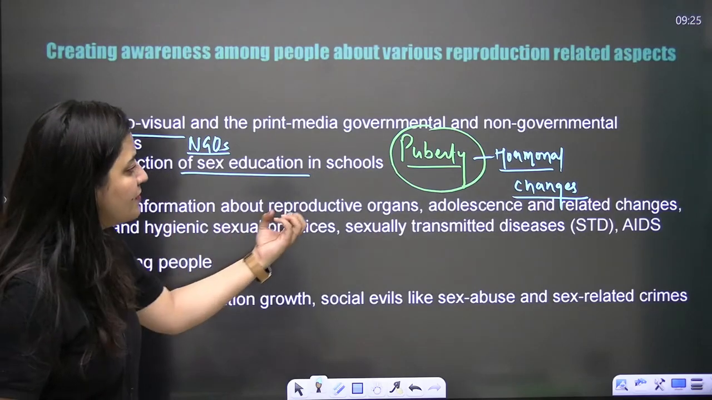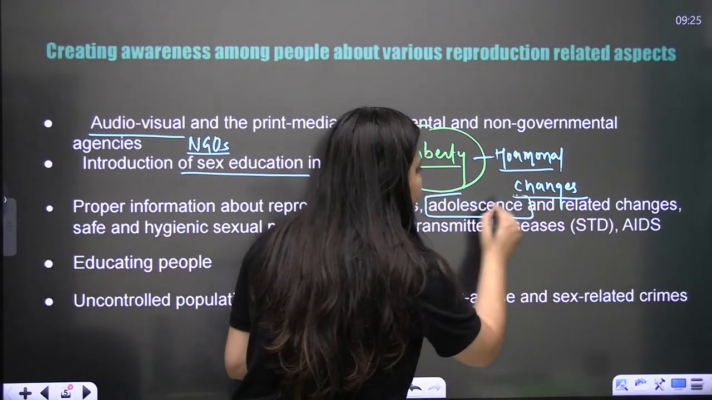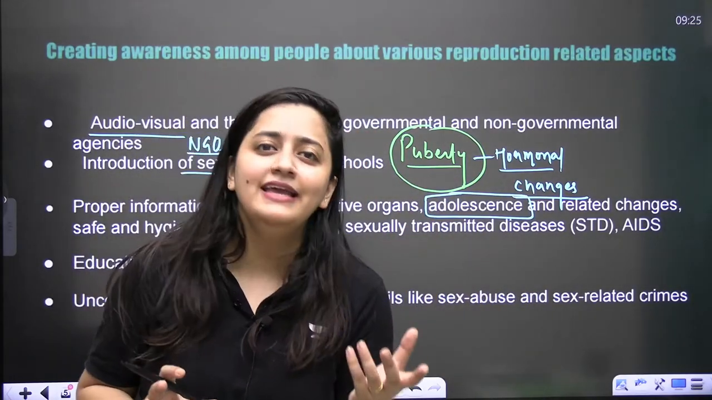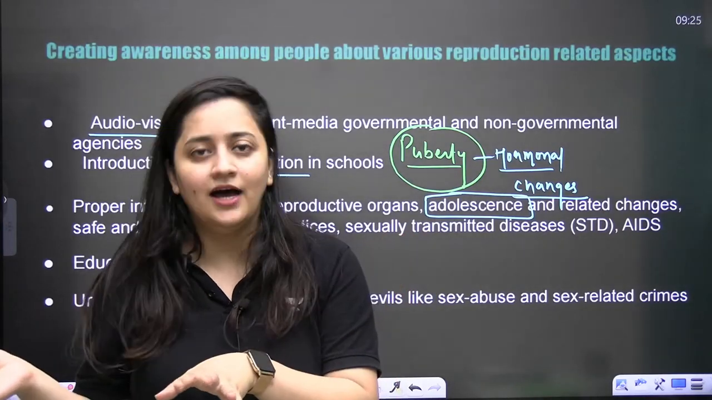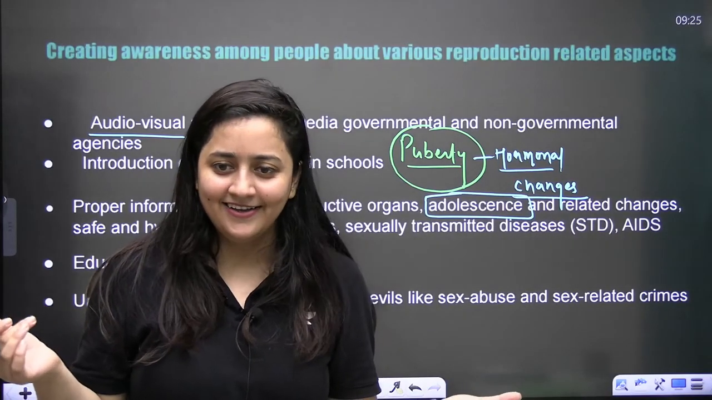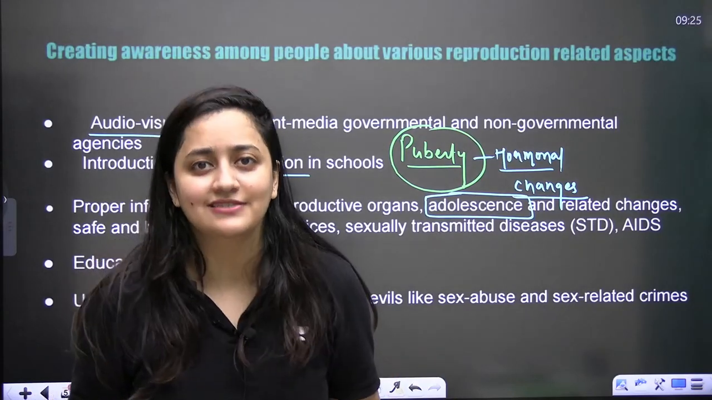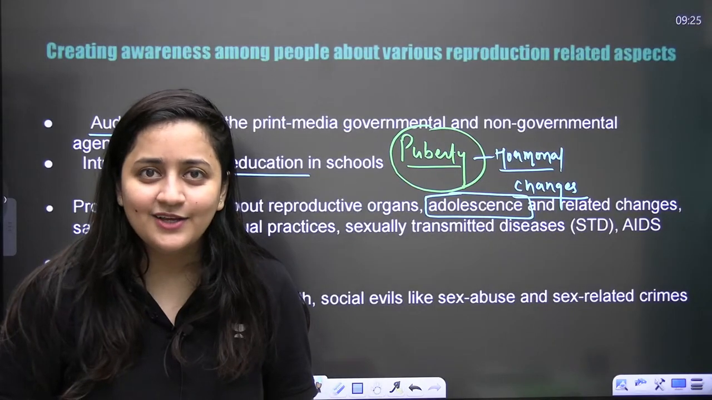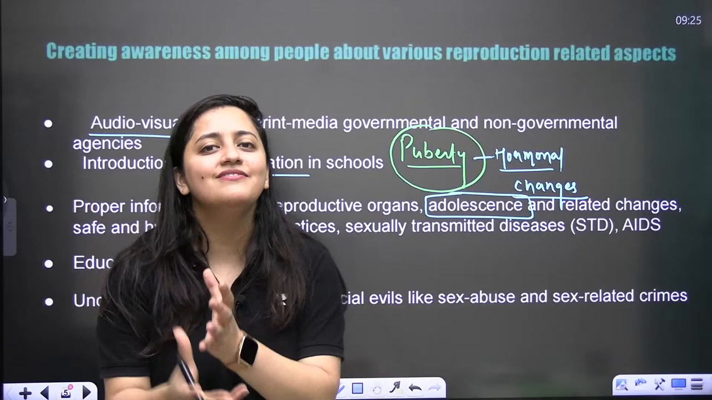So, proper information about reproductive organs, adolescence. Do you know what is adolescence? Now, see, it is an age. It's a very lovely and a very complicated age. Now, you are not even an adult, and you're not even a kid. It's an age in between. Adolescence, Kishoravastha. You are not fully grown up and you are not even a kid, so you struggle with many things.